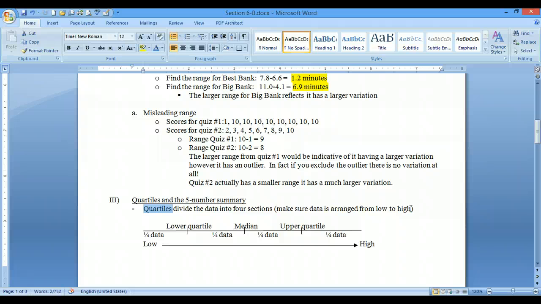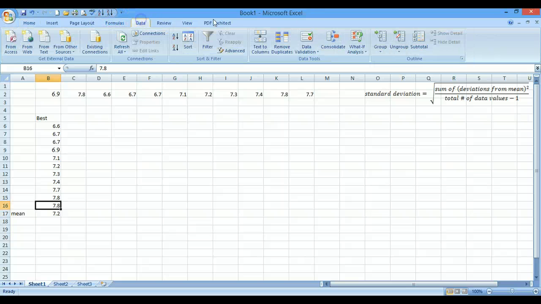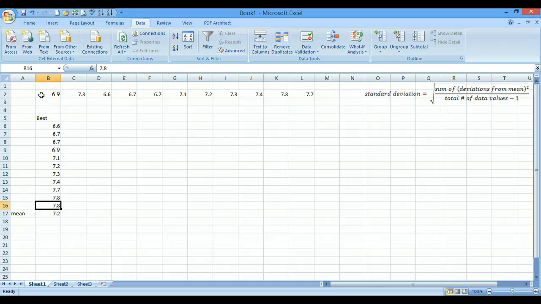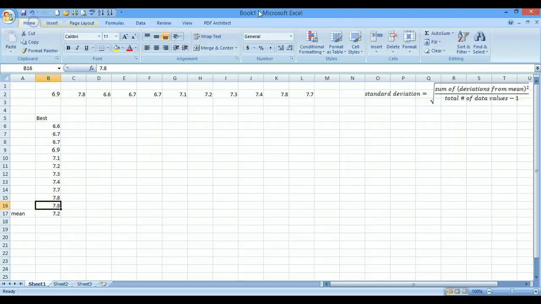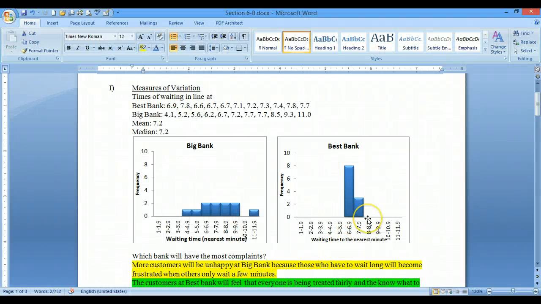If you do get a list of numbers that aren't from low to high, you can go ahead and type them in like we did here, and then using your data, text to columns, and then copy and then paste special and transpose. And then home, sort from low to high, smallest to largest. So you could do that as well if your data is not from low to high.